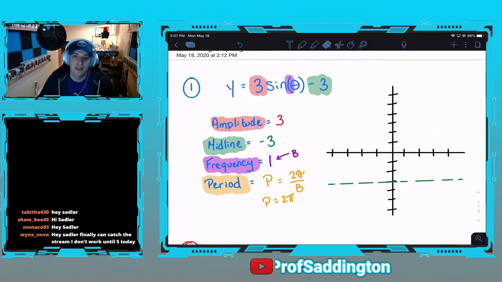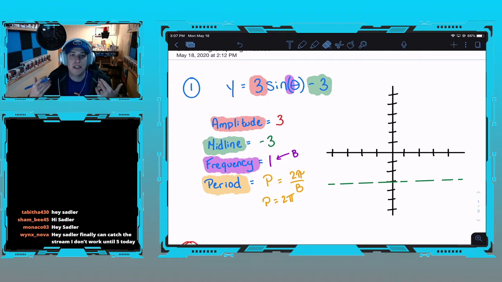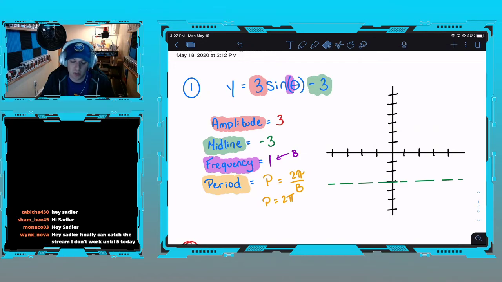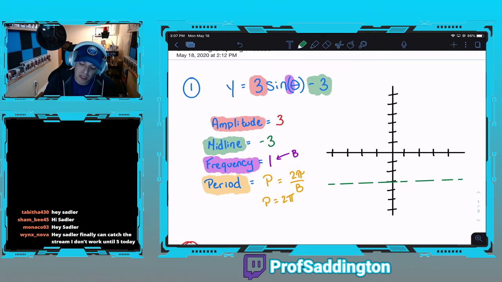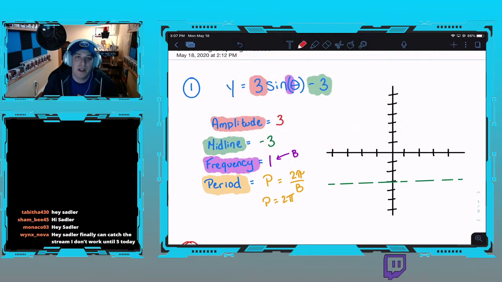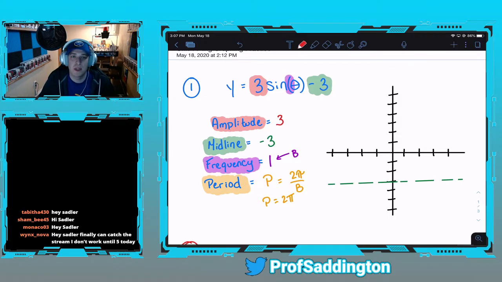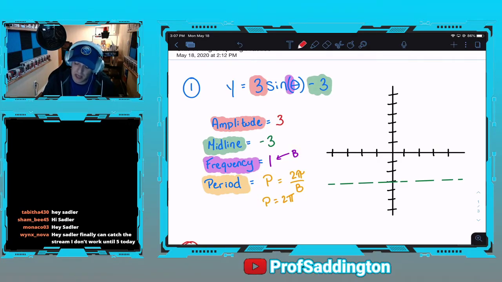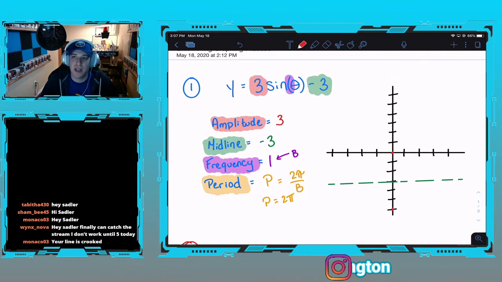Okay, so now that I have the midline, what I have to do is find the amplitude. So first thing we do is graph the midline. Second thing we graph the amplitude. Amplitude is how high above and how far below you go from that midline. So because the amplitude is 3, I'm just going to go from this green line and count up 3. And I'm also going to count down 3. And just like I did in the last one, I'm going to draw a straight line.